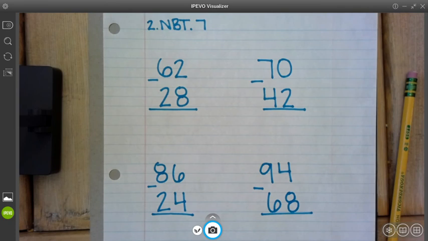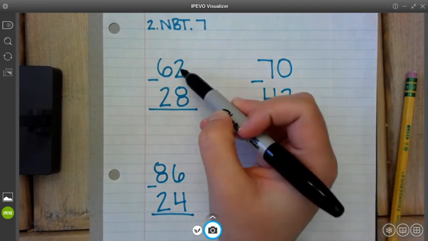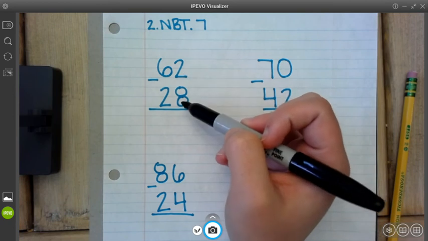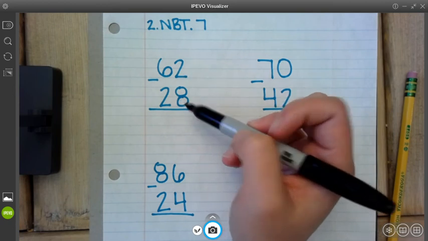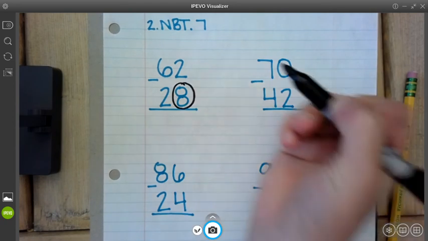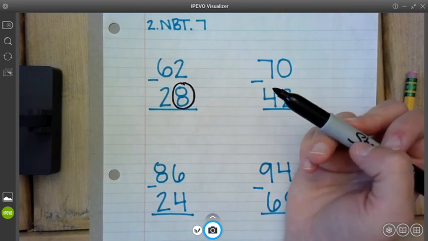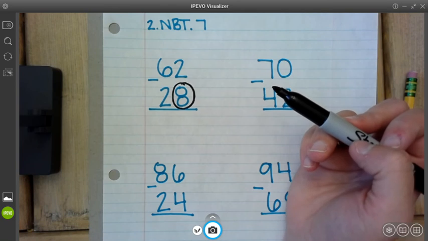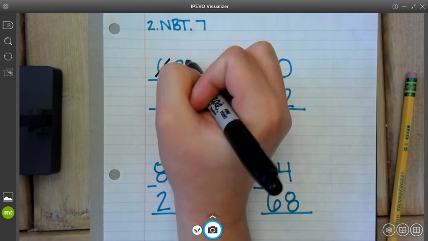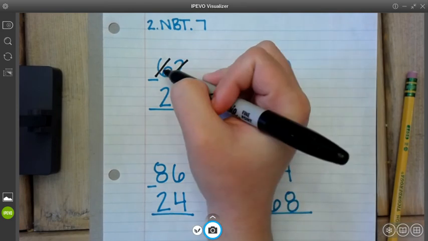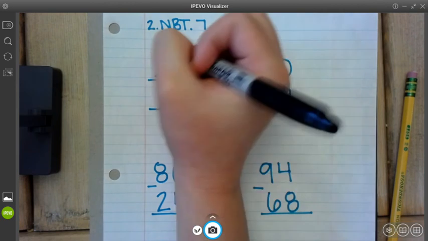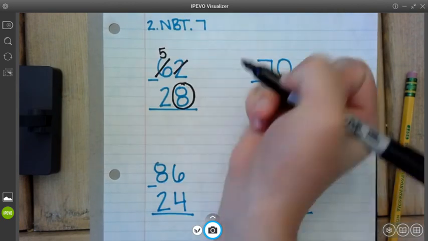So the first thing that they should do is look at the numbers that are in the ones place. So in this problem, we have 2 and 8, and we're going to circle the bigger number. So the bigger number is 8, and then if the big is on the bottom, they will need to borrow 10. So what that looks like is they will cross out both of these numbers, and in the tens place, there's a 6. They're going to take 1 away. So that 6 becomes a 5.